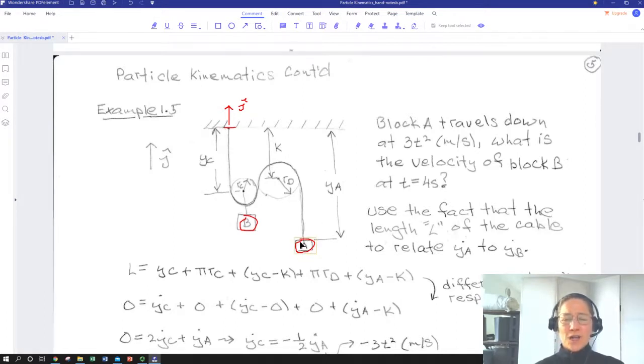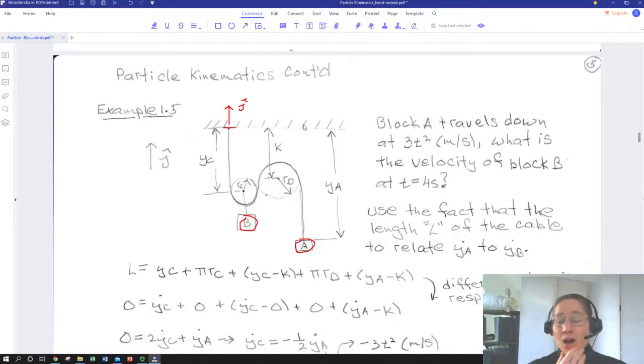We're told what the velocity and initial position of A is. It's some y of A. We know what its velocity in the ceiling reference frame is. It's 3t squared meters per second down. And someone wants to know, well, what about block B? What's its velocity in the C reference frame? Well, to solve this problem, we need to relate the rates. Basically, it's a related rates problem.